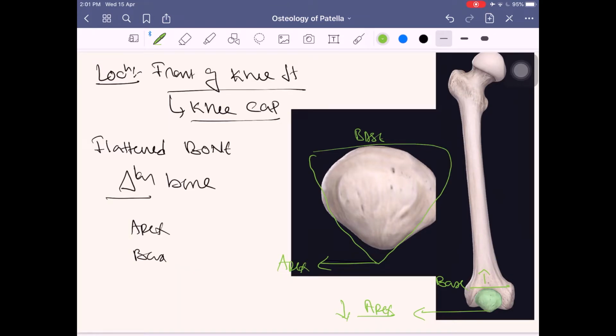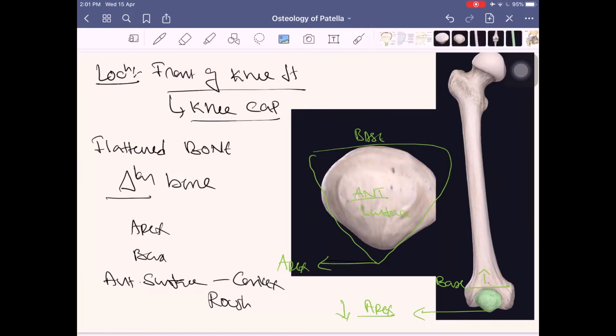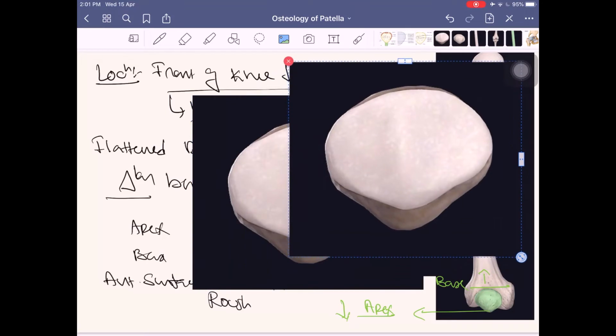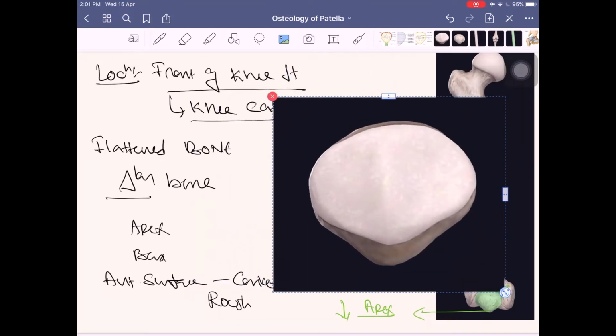And it has surfaces and borders. The surface which we are seeing right now is what we call the anterior surface, the surface which you can actually feel just beneath your skin. On the anterior aspect, it is convex, and if you touch the bone, it will be rough. Whereas if we turn this bone, this is the posterior aspect.